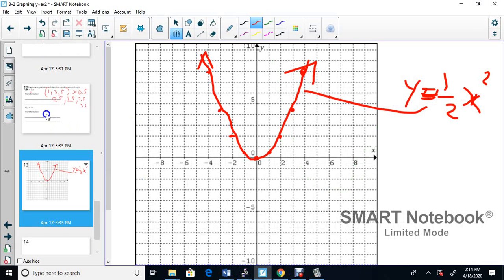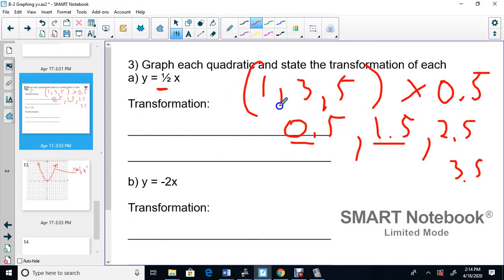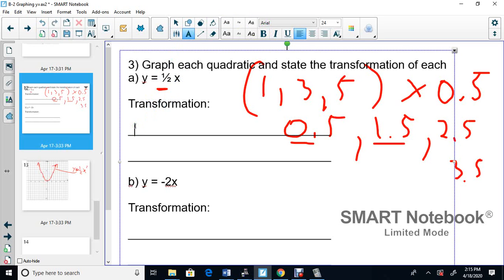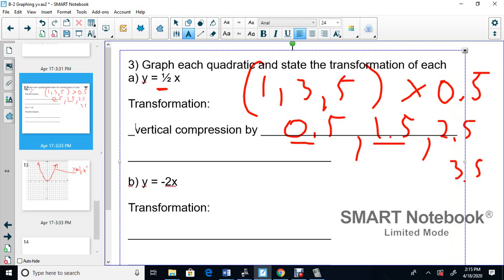So what do we write over here? Since it's a decimal, and I mentioned that before, decimals and fractions between -1 and 1 are compressions. We're going to write the words here: vertical compression by half, 0.5. Got compressed by half, got shrunk by half.